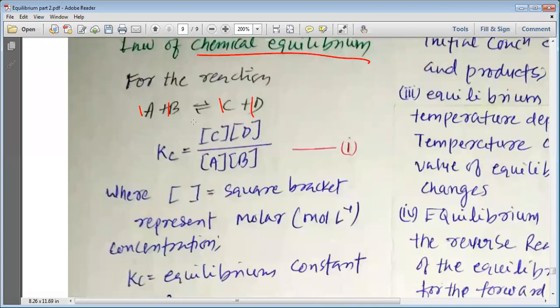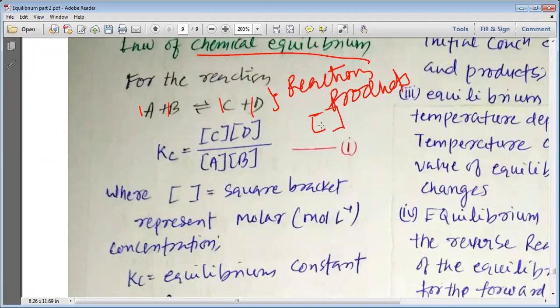Now what we'll do: this C and D are the products, so they are called the reaction products. For the reaction products, we write their concentration with a square bracket. So this square bracket represents concentration. If I write square bracket C, it means concentration of C; if I write square bracket D, it means concentration of D. What is the power? Their stoichiometric coefficient in both cases is 1, so I put 1 for both. In the same way for A and B, I also put 1.